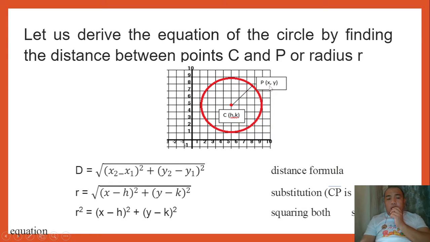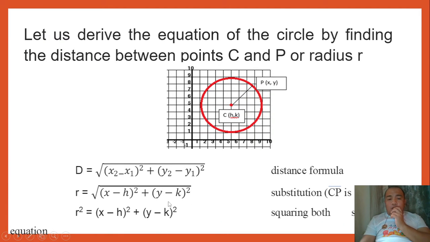So let us now find the distance. Substitute x sub 2 by x. Substitute x sub 1 by h. So we have (x minus h) quantity squared plus (y minus k) quantity squared. Next step, we're going to square both sides of the equation so that r becomes r squared, and the square root of (x minus h) quantity squared plus (y minus k) quantity squared becomes (x minus h) quantity squared plus (y minus k) quantity squared. When you square the radical, the radical is removed because for a square root the index is 2.